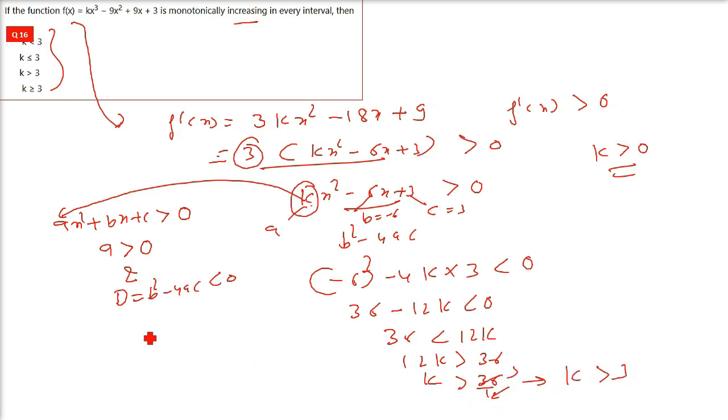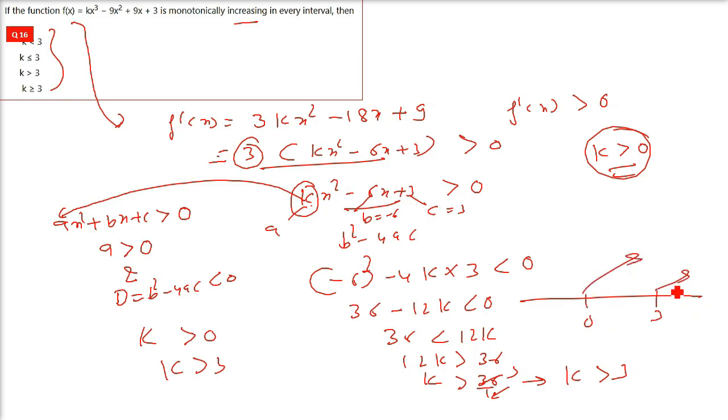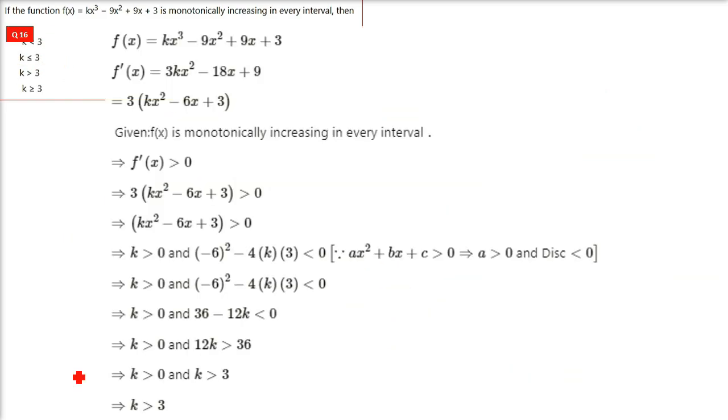So when you have two options, k is greater than 0 and k is greater than 3, if you combine this, it means k is greater than 3. So k is greater than 3 is the correct option which we are going to choose here. Alright, so this is the step-by-step solution which you can see here. And this is a new thing which you must know, otherwise it won't be solved by itself, right?